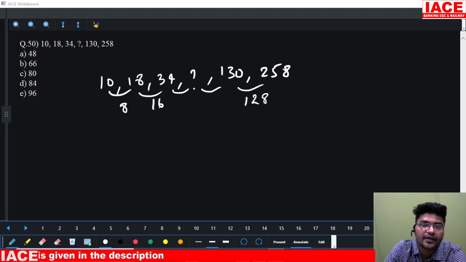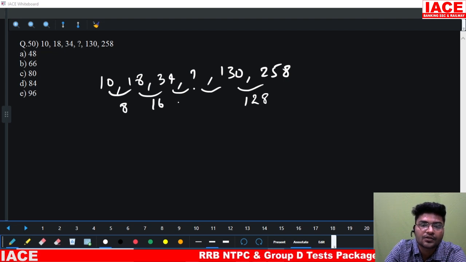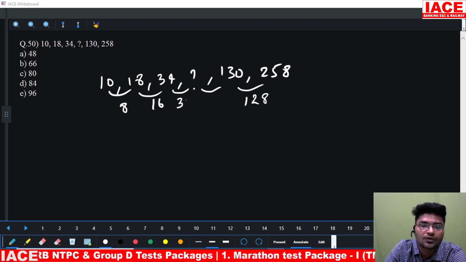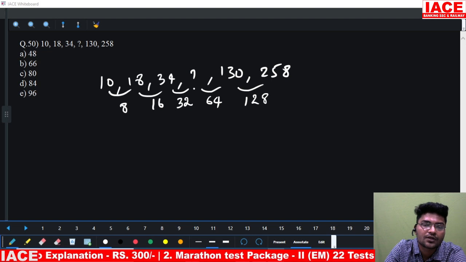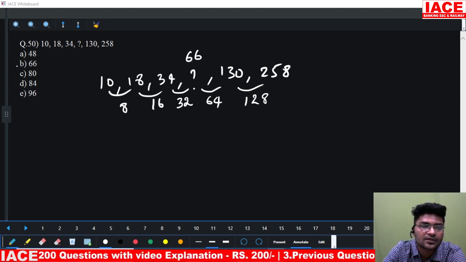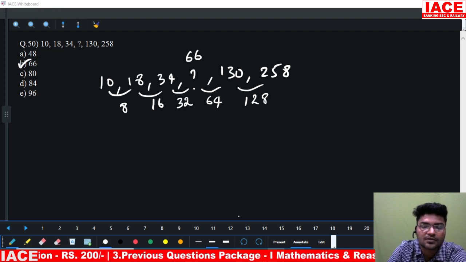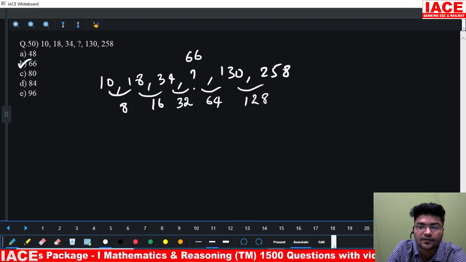So if I observe, 8 into 2 is 16, and in the table of 16, I'll get 128. So 16 into 2, 32. 32 into 2, 64. 64 into 2, 128. So 34 plus 32 is 66. 66 means option B is the correct answer.